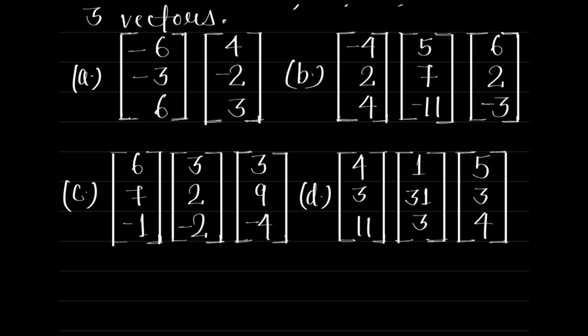We have 4 options. Option A: (-6, -3, 6), (4, -2, 3). Option B: (-4, 2, 4), (5, 7, -11), (6, 2, -3). Option C: (6, 7, -1), (3, 2, -2), (3, 9, -4). Option D: (4, 3, 11), (1, 31, 3), (5, 3, 4).